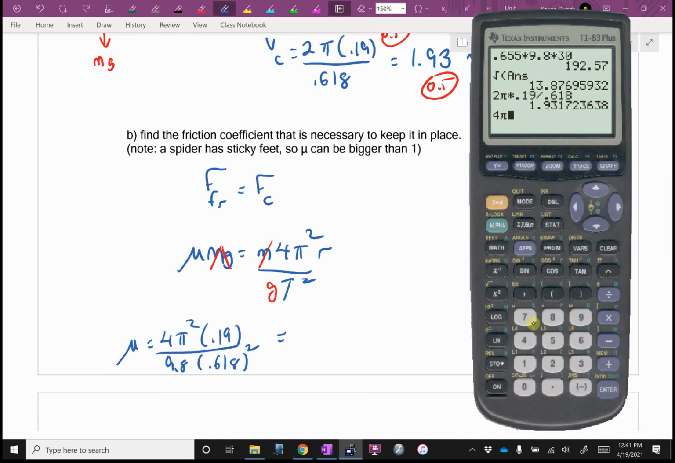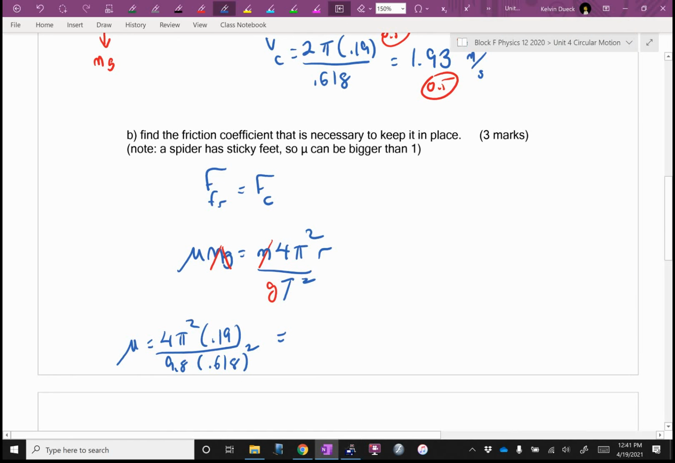4 pi squared, 0.19 divided by bracket 9.8 times 0.618. Don't forget the squared, Mr. Dewick. Oh, yeah. Almost exactly 2. Is it 2.00? And then I made a little note. The spider has sticky feet, so you are going to get a mu bigger than 1.